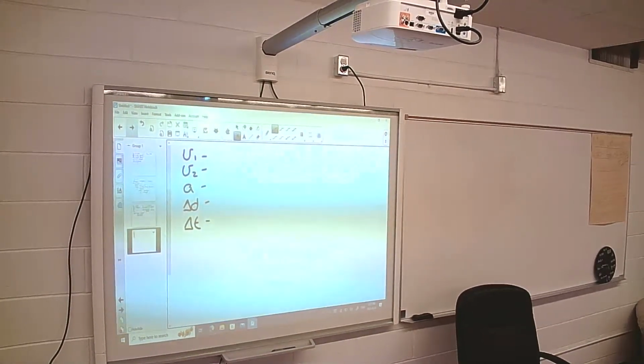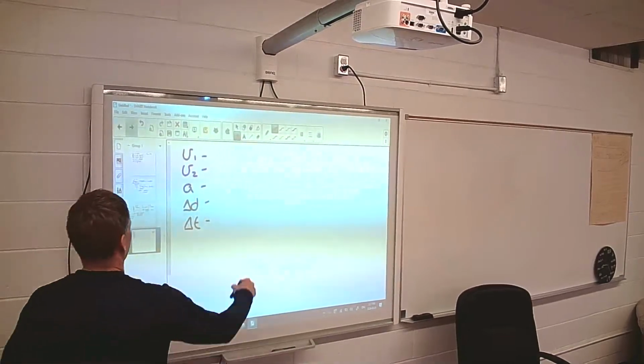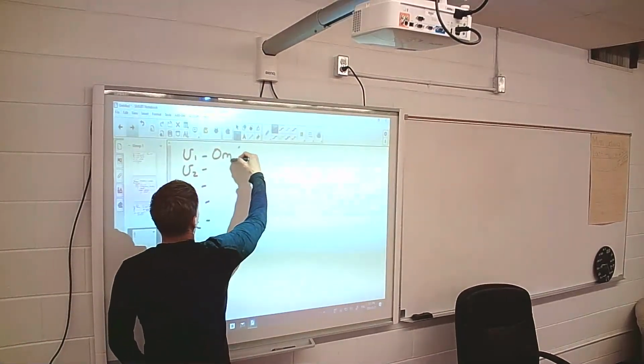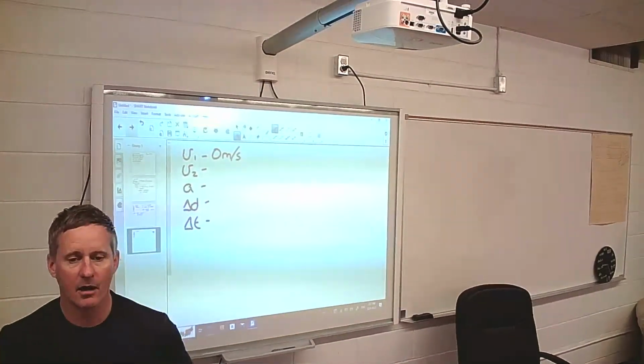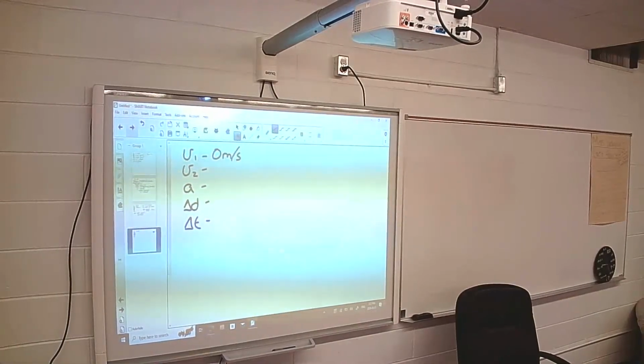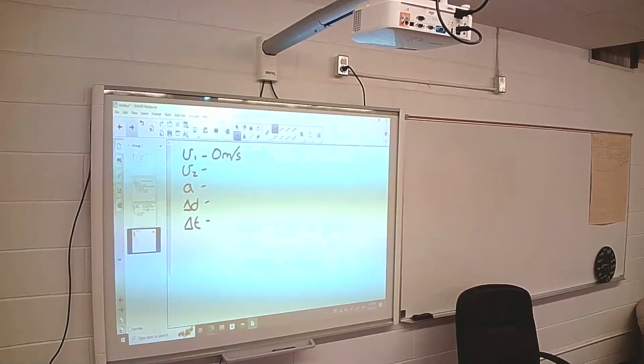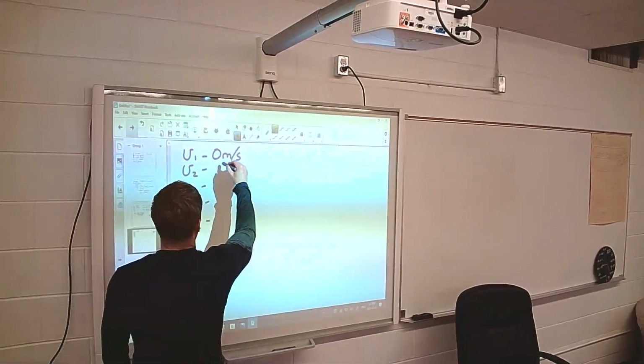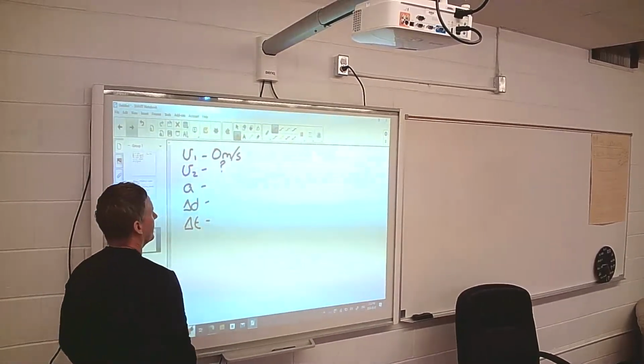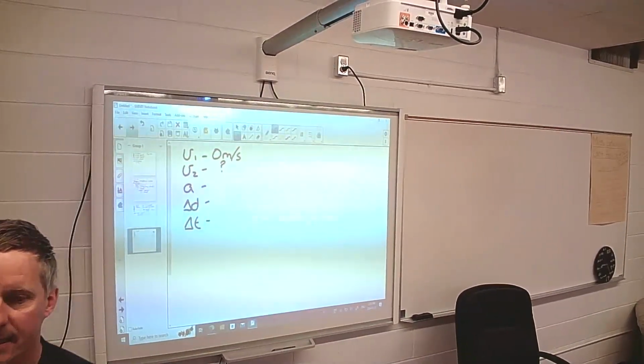My initial velocity is 0. I'm not moving at the top of this. It's basically the same as me standing on the top of a diving board and just dropping. Okay? I'm looking for V2, so I'll put the question mark right here. My A, what is my acceleration?